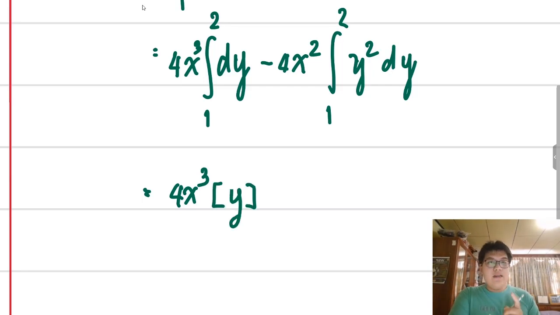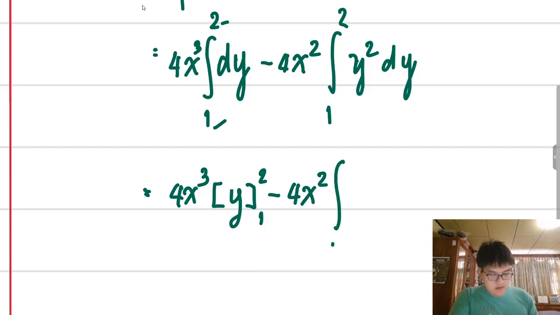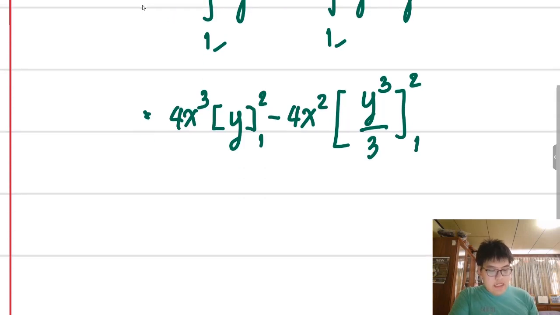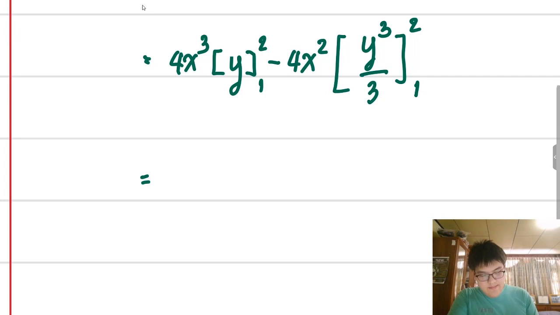And don't forget about the integral's upper bound is 2 and lower bound is 1. You will write it like this, and minus 4x squared. Then y squared, when we integrate, we get y cubed over 3. And don't forget the bounds here: 2 and 1. That is part of the calculation.